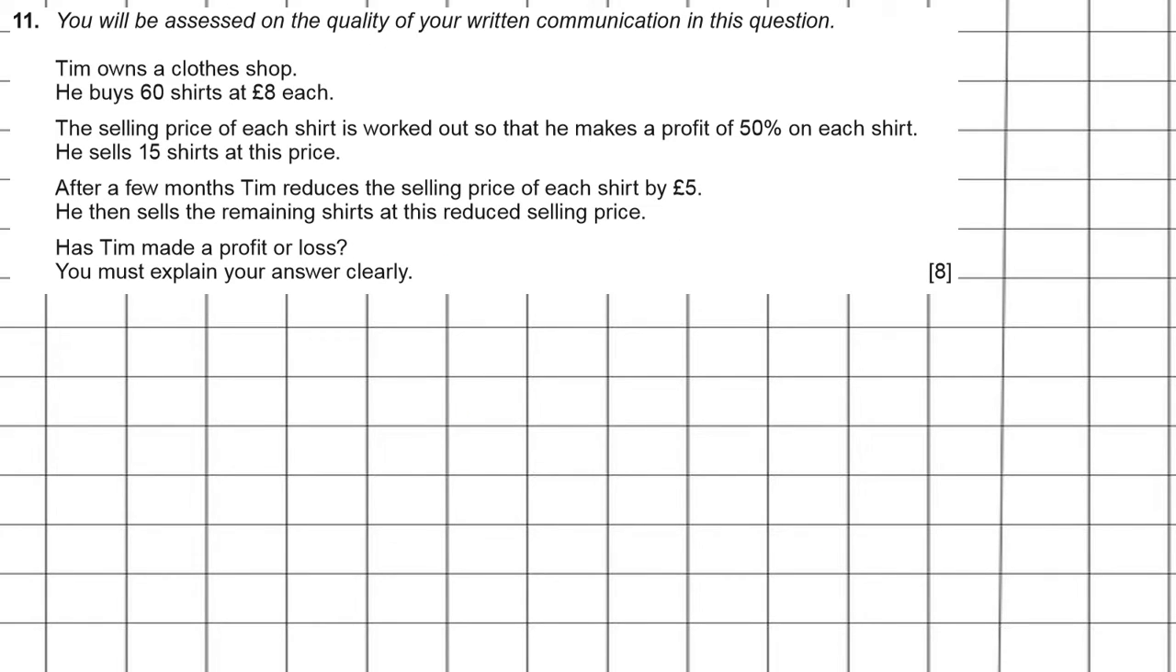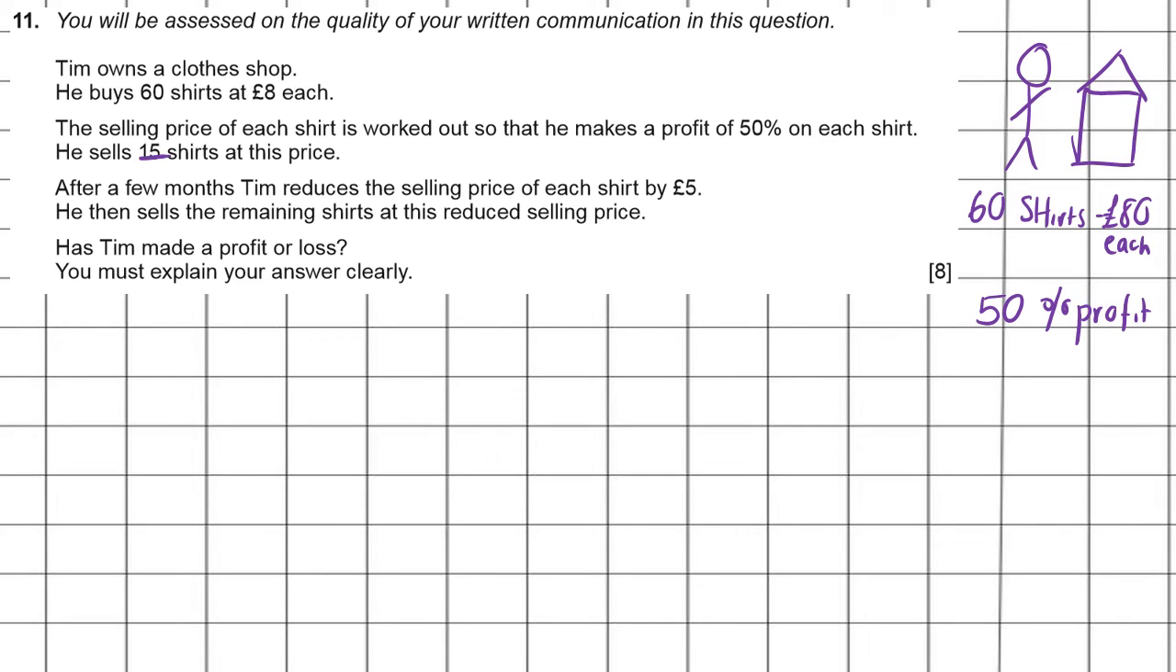Okay, number 11. Tim owns a clothes shop. So this is Tim, and this is his shop. He buys 60 shirts at £8 each. So 60 shirts at £8. Make sure you include the pound sign. The selling price of each shirt is worked out so that he makes a 50% profit on each shirt.